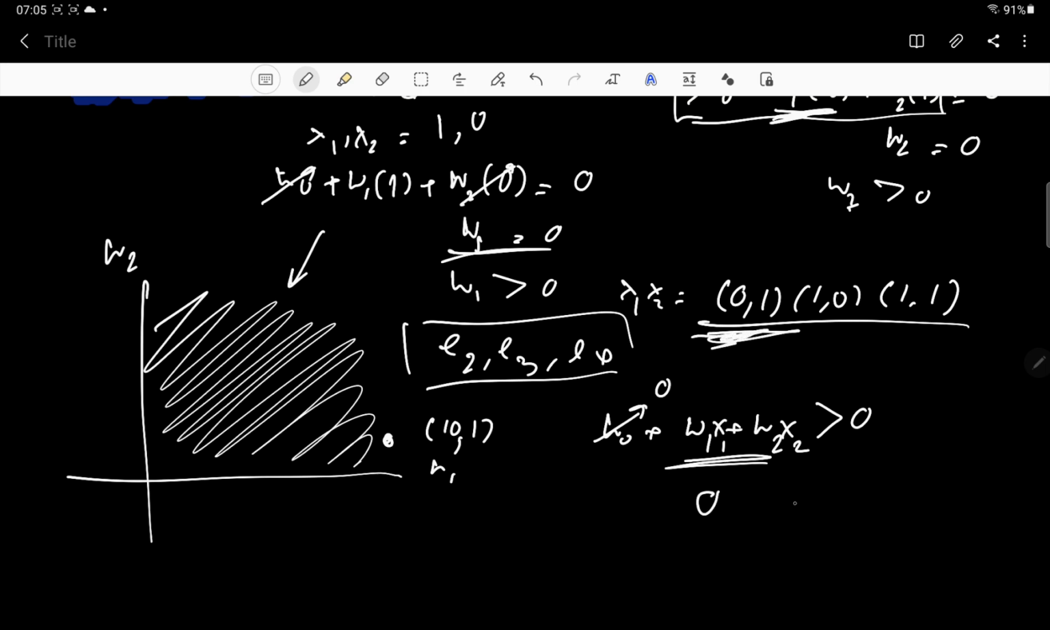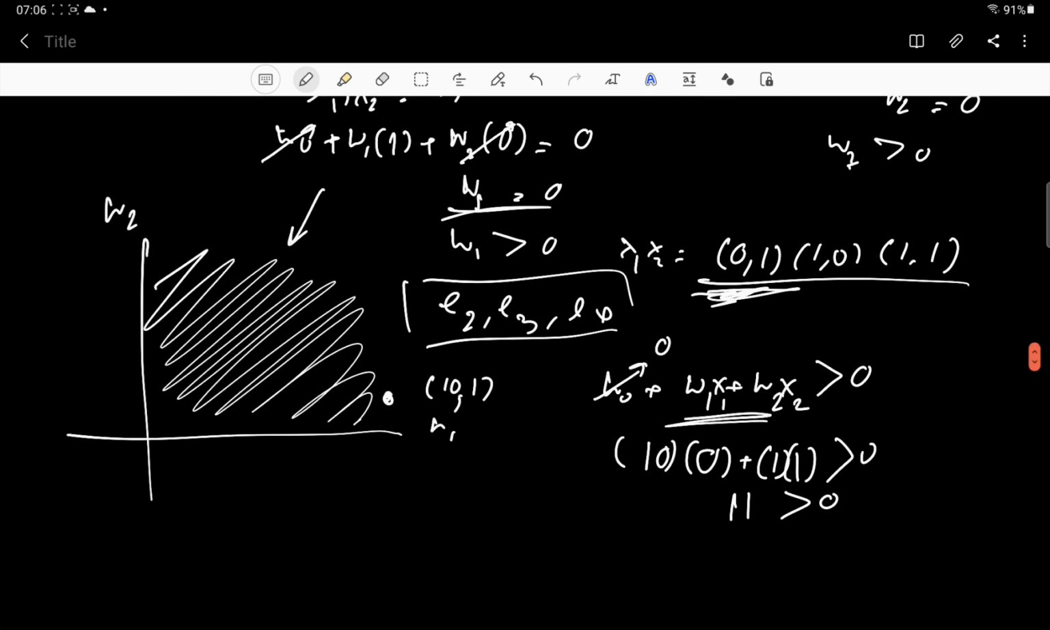So x1 is 0 and 1, and you pick up W1 to be 10, right? And W2 is 1, right? So the summation is 11. That is greater than 0. So you can pick up any point here, and the result will be true for all of them. So you can check for the second one that x1 is 1 and x2 is 0. So it will be 10.